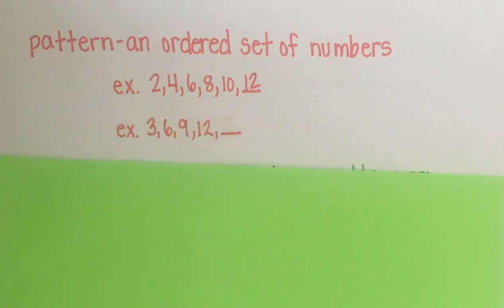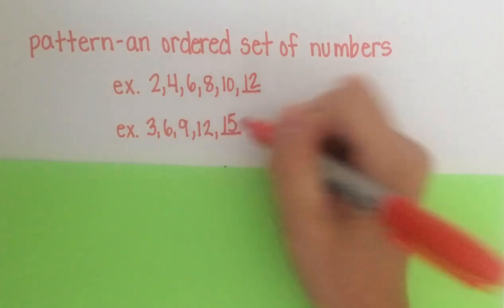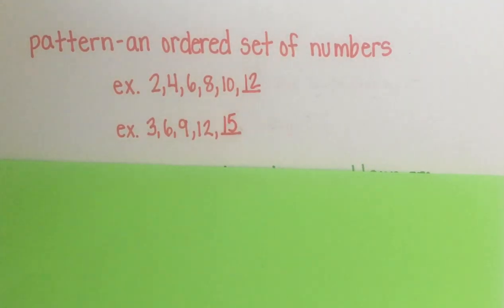Let's look at another example. 3, 6, 9, 12. What number would come next? If you said 15, you are correct. How do you know? I could say I'm counting by 3. I'm adding each time. I also could say that I am skip counting by multiples of 3.